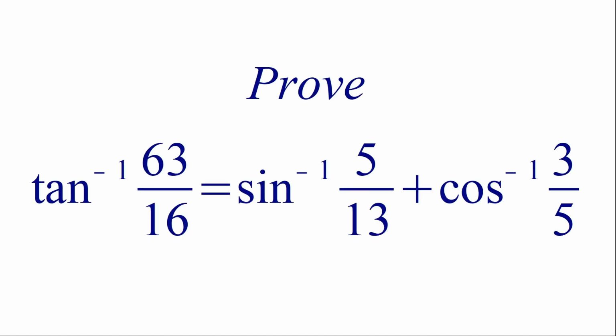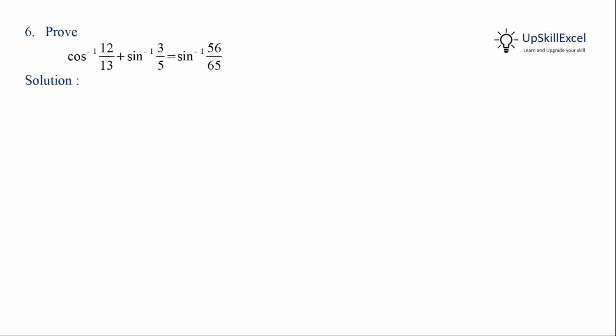Prove that cos inverse 12 by 13 plus sin inverse 3 by 5 is equal to sin inverse of 56 by 65. On the left hand side we have two terms in addition and the right hand side is in terms of sine. So we can apply here sine of addition of angle formula. Also note that 12 by 13 and 3 by 5 form the Pythagorean triplet.